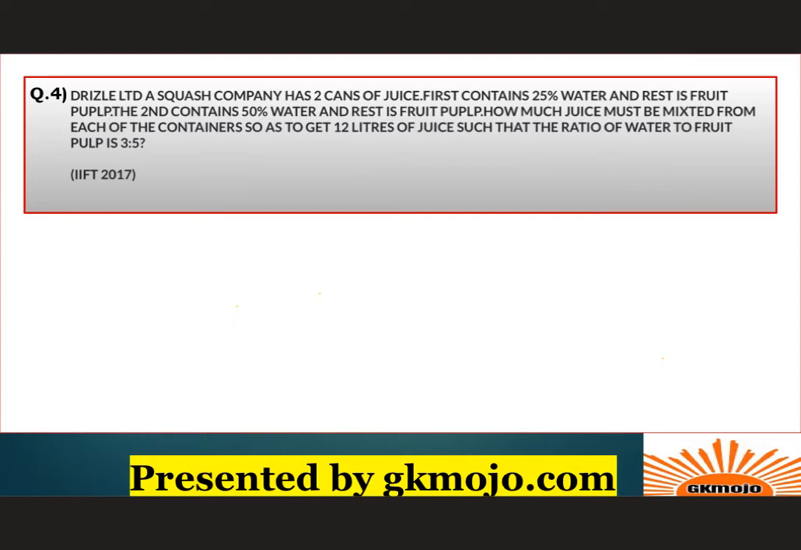IIFT 2017 question only. Drizzle Limited, a squash company, has 2 cans of juice. First contains 25% water and the rest is fruit pulp. Alright, so in the first can, water is 25%. Hence, the fruit pulp should be 75%. Alright, this is the basic understanding that we have over here. The second contains 50% water and the rest is fruit pulp. Alright, second can contains 50% water and the rest is fruit pulp, that is 50%.